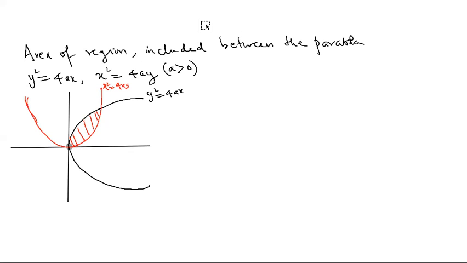So once again, we are asked to calculate the area of the region bounded by y square equal to 4x and x square equal to 4ay. That is the shaded region. The first and foremost thing, whenever two curves are there, you have to find the point of intersection.